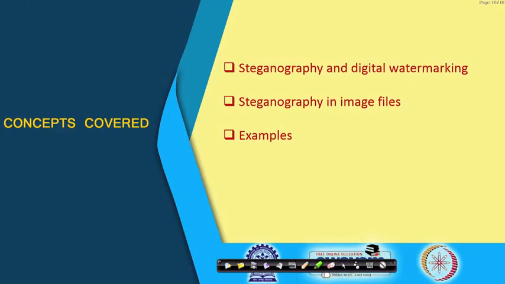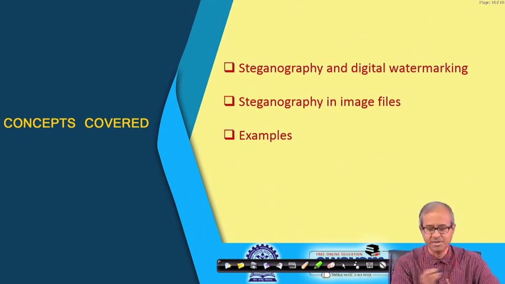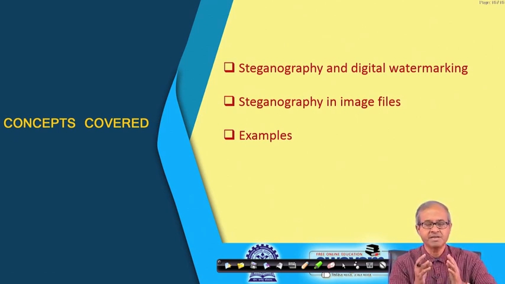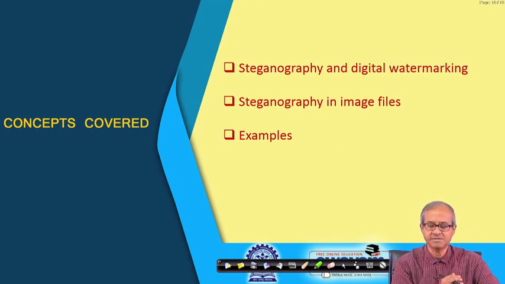But steganography is a technique which is meant to hide some information so that you cannot detect them so easily. Let us look at it. Now, in this lecture we shall first be talking about steganography and digital watermarking, what these are. These two are very similar things, but maybe they are used in slightly different context. And steganography can be used in many different kinds of files. We shall specifically be looking at some examples with image files.